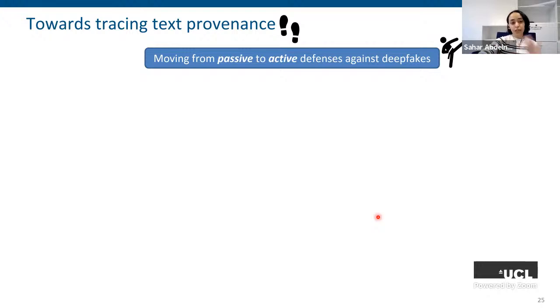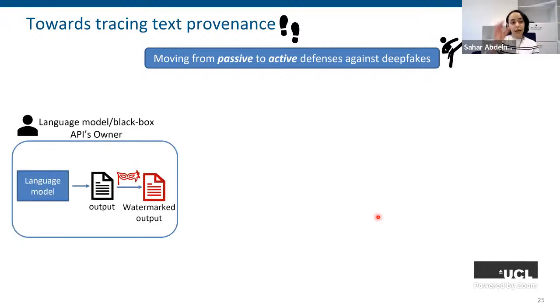So in that work, we assumed the following scenario. We would have a language model owner that is responsible for training a language model, and that owner might have some concerns about the misuse of their own technology, and therefore they responsibly and proactively introduce some watermarks in the output.